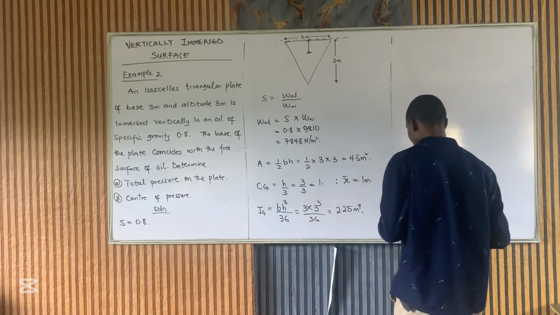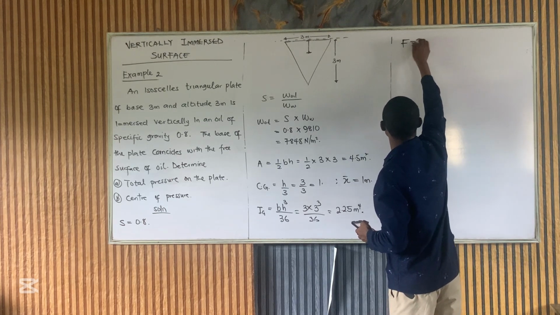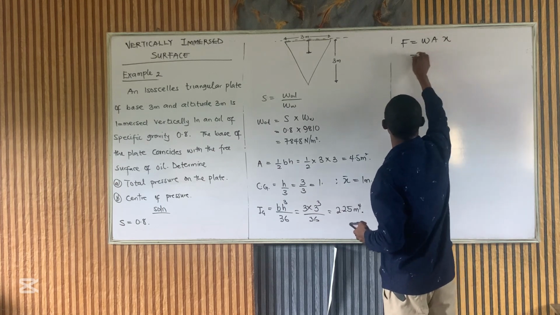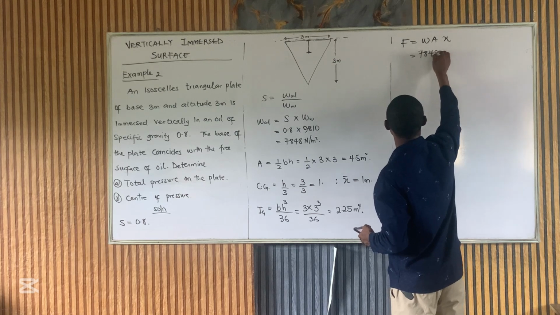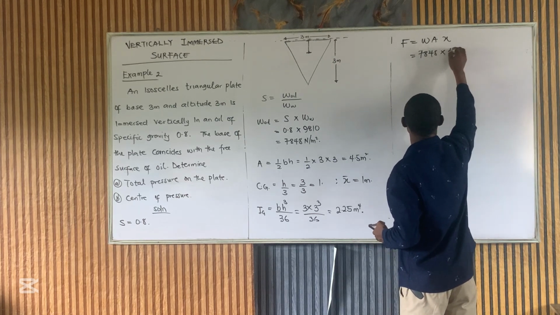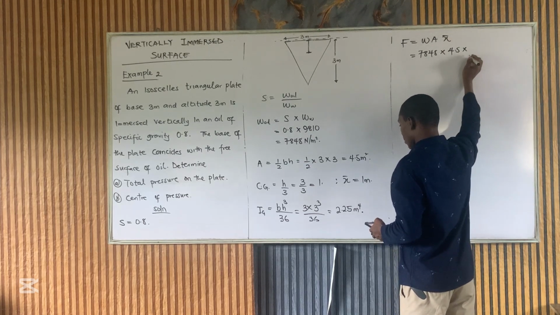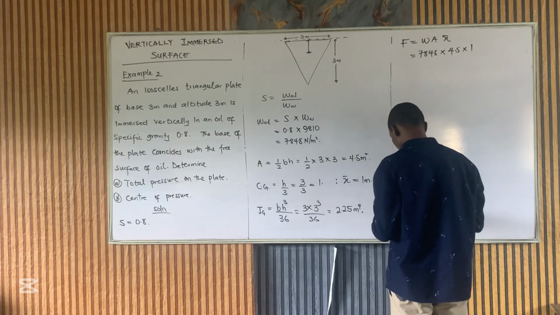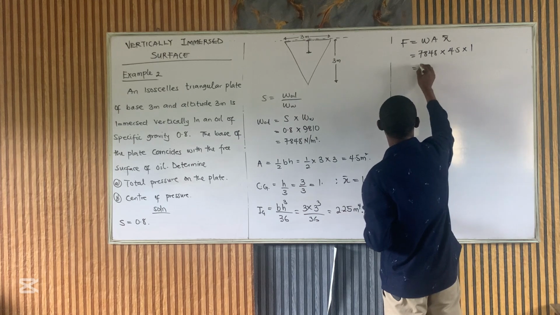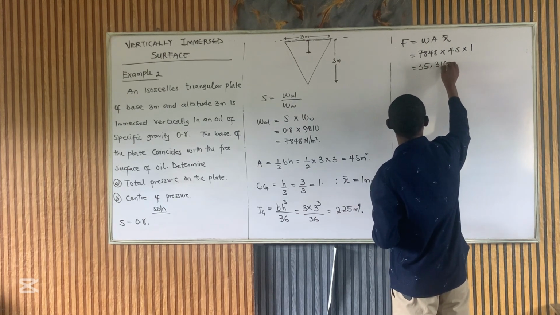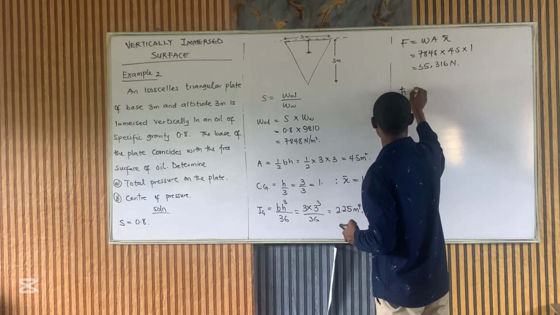Now we can go ahead to get our pressure force. The specific weight of the oil, which we obtained to be 7848, multiplied by the area, which is 4.5, then multiplied again by the x bar, which is 1. So 7848 multiplied by 4.5 gives us 35,316 Newton.